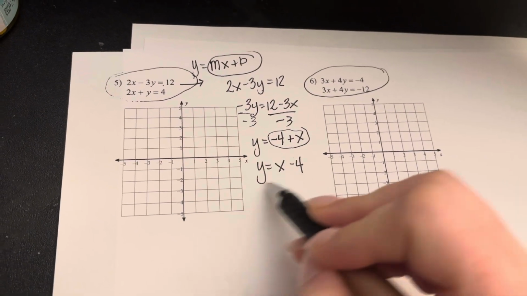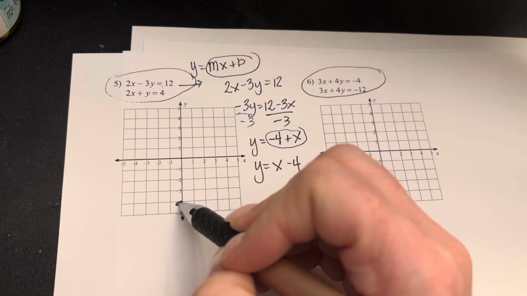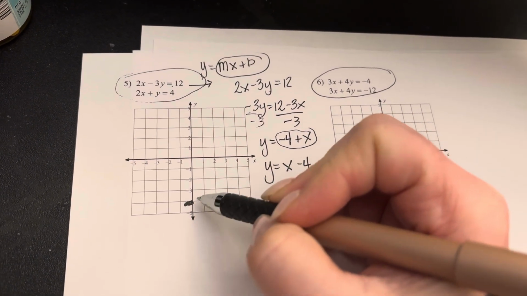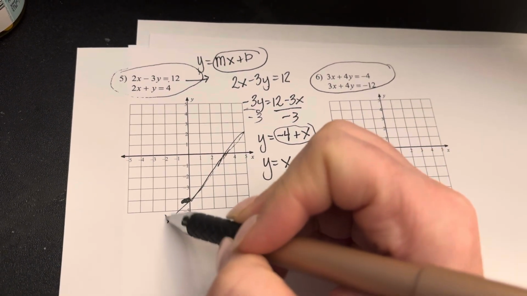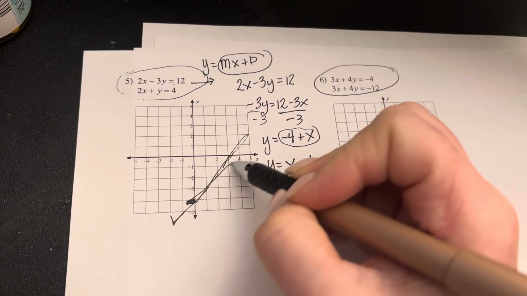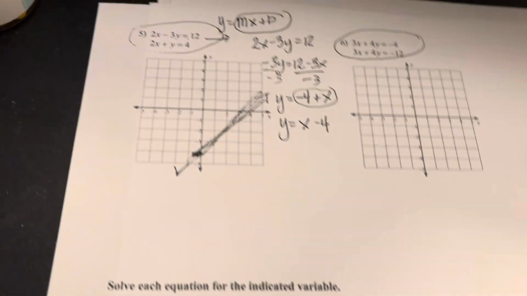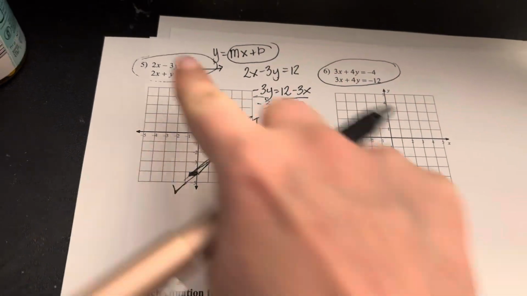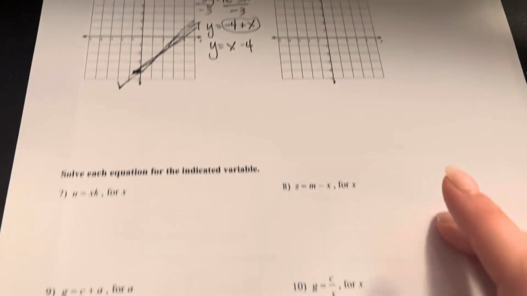So if I graph this, it's going to cross at -4. Oops. And it's a +1 slope. Actually, I think it's more like this. Okay, it's hard to video yourself and draw lines, okay? Anyway, that is what you're going to need to do for those 2 lines.